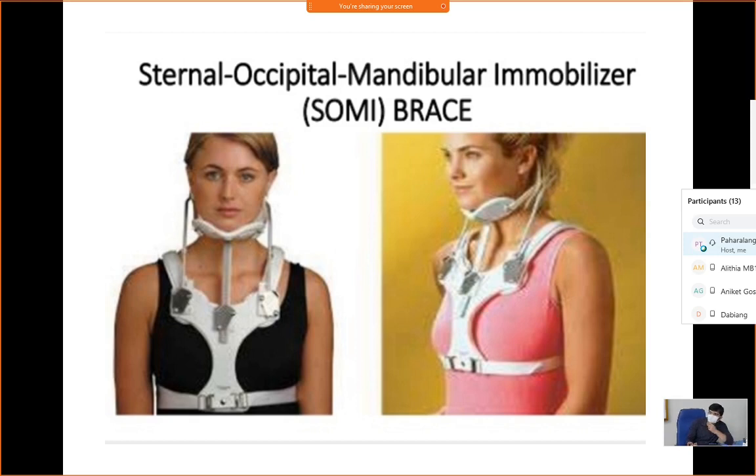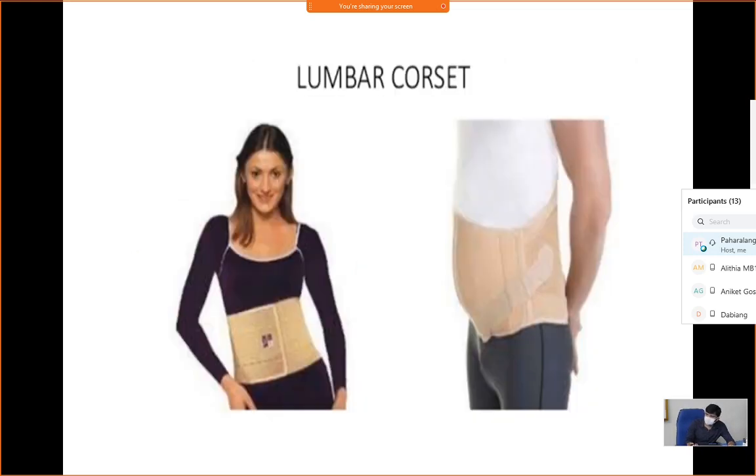This is the sternal occipital mandibular immobilizer. This is an improved version of the cervical collar. It immobilizes the cervical spine more rigidly, and this is used for any cervical spine injury, cervical tuberculosis, or after cervical spine surgery. This is the same function as the collar, but this is a better one.